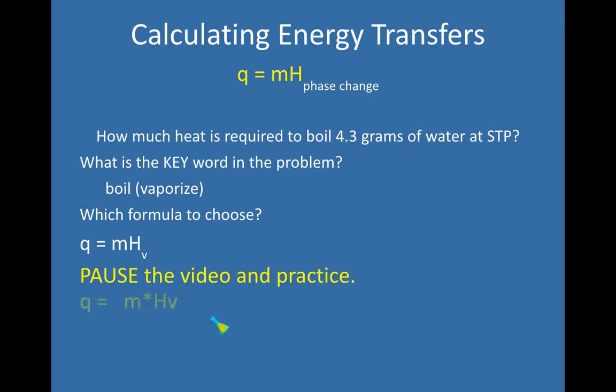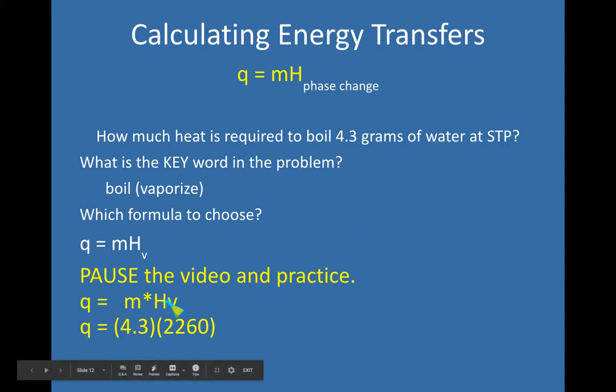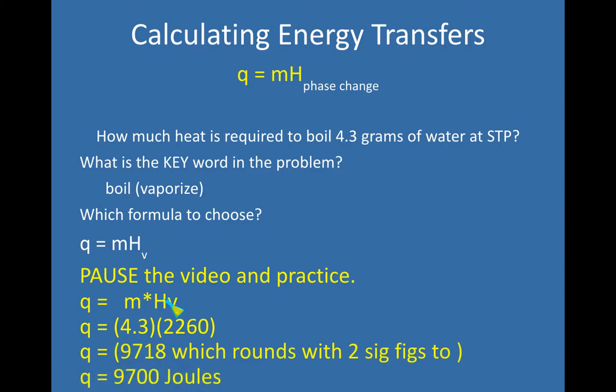Okay, let's see if you're right. You put in the numbers. Notice again, they give you a temperature, but you don't need to use it. It's not in the formula. And it rounds to 9,700 joules.